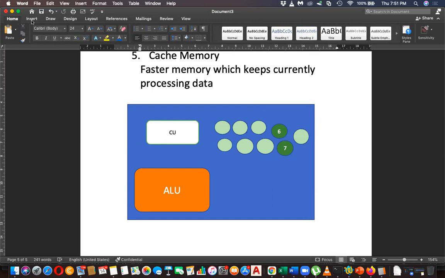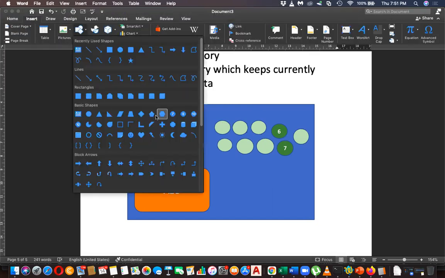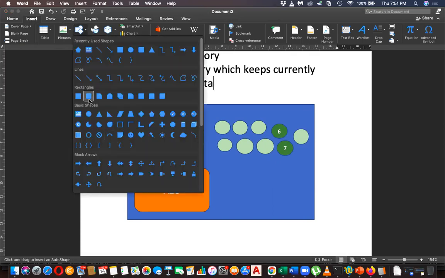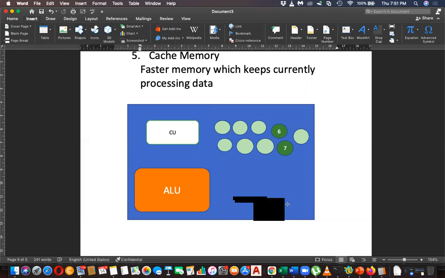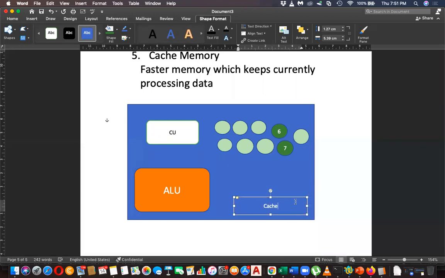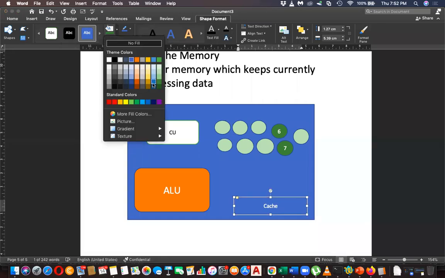Other than the memory registers, all the components to be processed are stored in a special memory. That memory is called cache memory. This is where all the instructions are stored until processing. Where do we draw it? Yeah, you can draw this. I think it's better to draw.